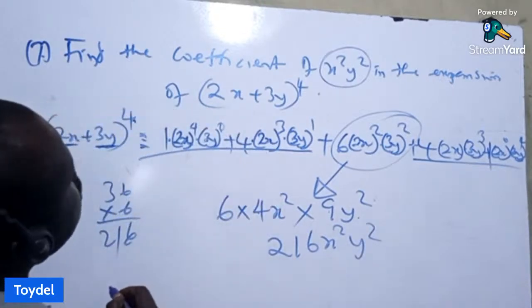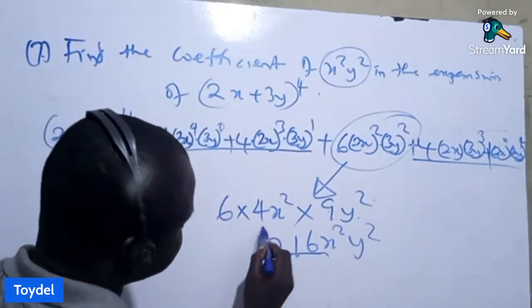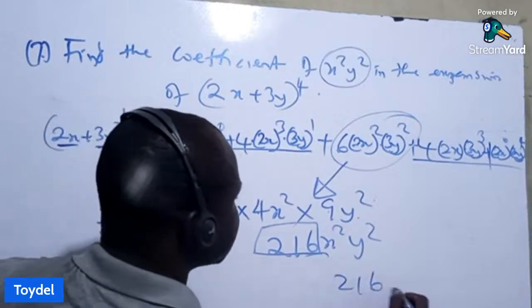So the question says, what is the coefficient of x squared y squared? This is the coefficient, 216. So 216 is the answer.